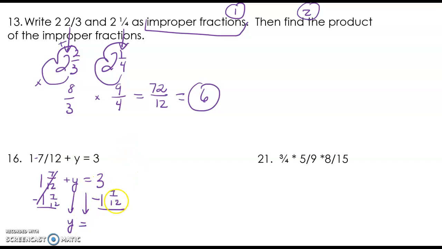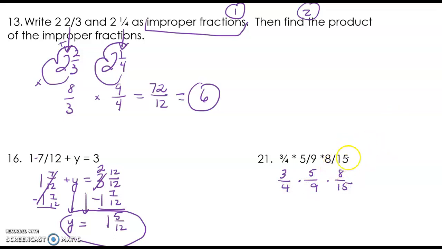And here what I'm going to have to do is borrow, because there's nothing here. So I have to borrow 1. And my 1 is going to be in the form of 12 over 12. So 12 minus 7 is 5. 2 minus 1 is 1. And that's my answer.